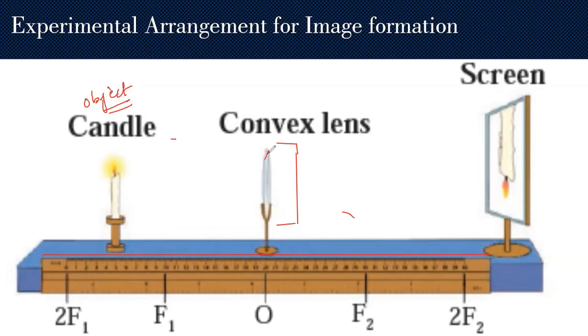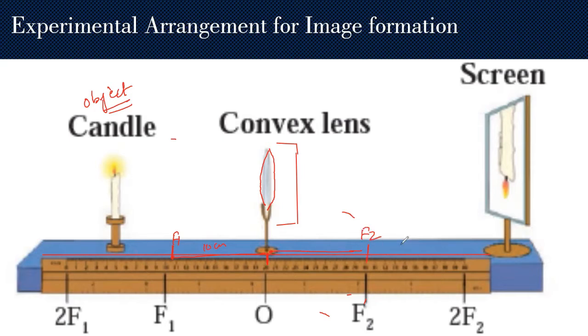Now, the focal length of this lens should be known. If the focal length is known, we can mark points over here. So this is the center where your lens is kept. If the focal length is, for example, 10 centimeters, then 10 centimeters from here we will have our F1, and 10 centimeters from here we will have our F2, right?